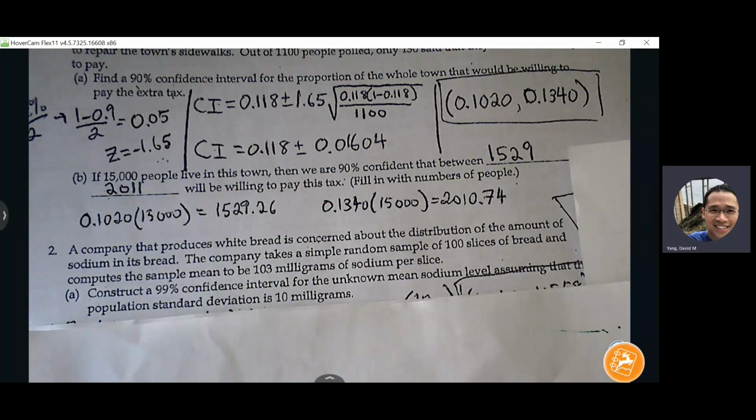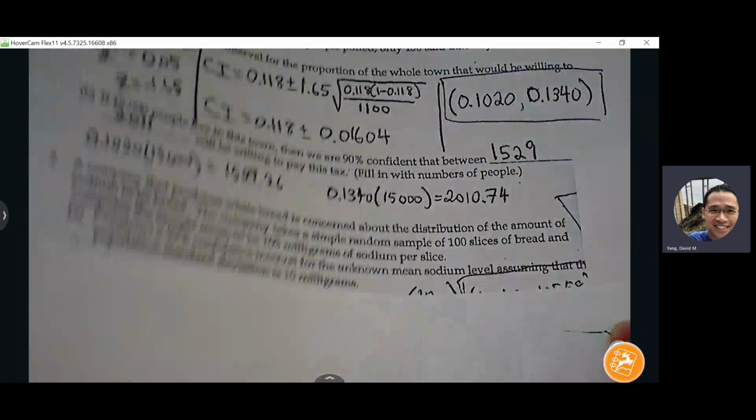All right, moving on. Number two, a company that produces white bread is concerned about the distribution of the amount of sodium in its bread. The company takes a simple random sample of 100 slices of bread and computes the sample mean to be 130 milligrams of sodium per slice. Construct a 99% confidence interval for the unknown mean sodium level, assuming that the population standard deviation is 10 milligrams. So with the information that's provided, we know that we're working with that second formula. So let me write out that second formula. It's going to involve standard deviation and mean.